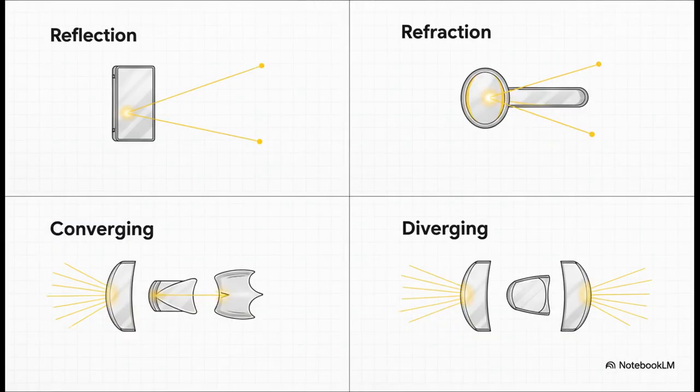Okay, let's do a super fast summary of everything we learned. Ready? Reflection is bouncing, and it happens with mirrors. Refraction is bending, and that's for lenses. Converging team, that's your concave mirror and convex lens. Diverging team, that's the convex mirror and concave lens. And the golden rule for problems, sign convention is your key. And of course, don't forget those master formulas.